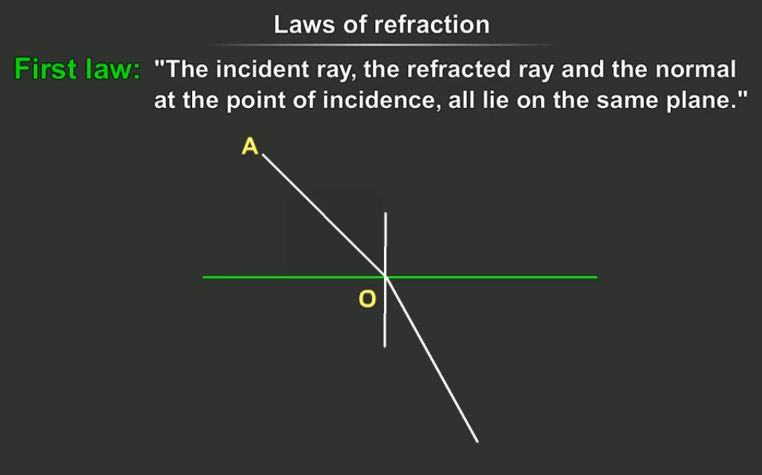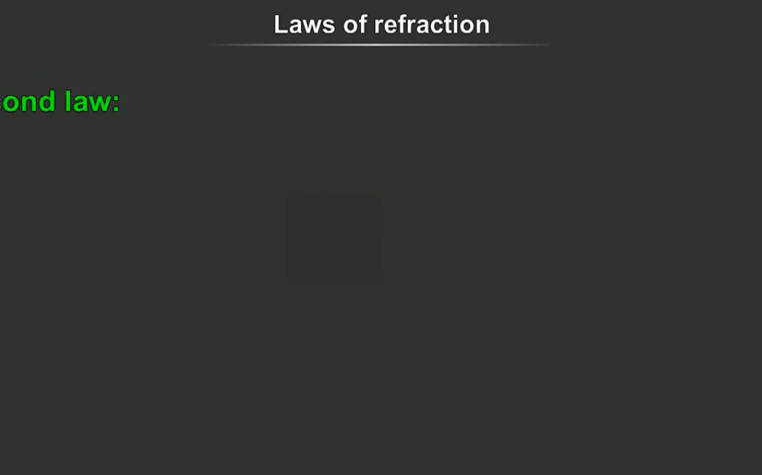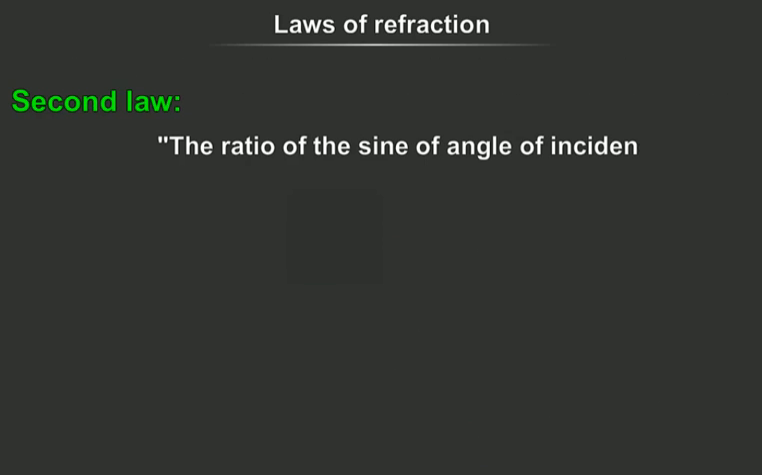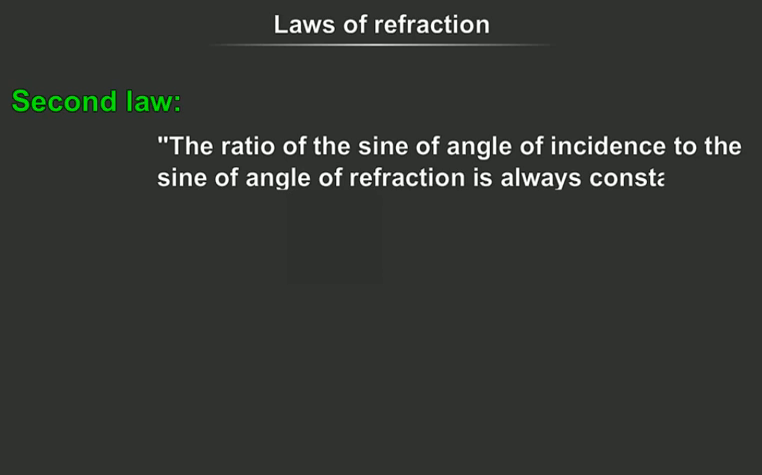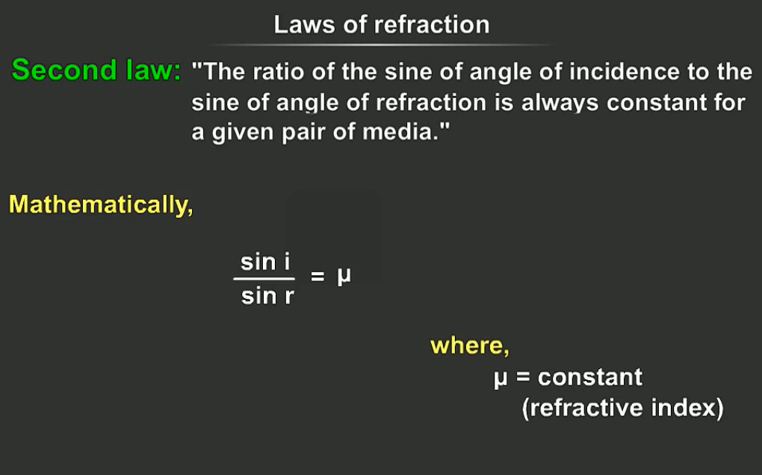Here, AO is the incident ray, OB is the refracted ray, and MN is the normal at the point of incidence, O. The second law of refraction says the ratio of the sine of angle of incidence to the sine of angle of refraction is always constant for a given pair of media. Mathematically, sin I upon sin R is equal to mu, where mu is the constant called refractive index.